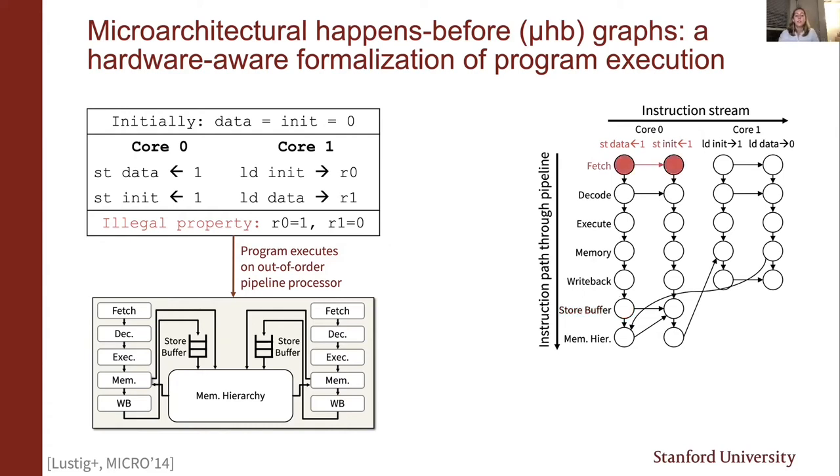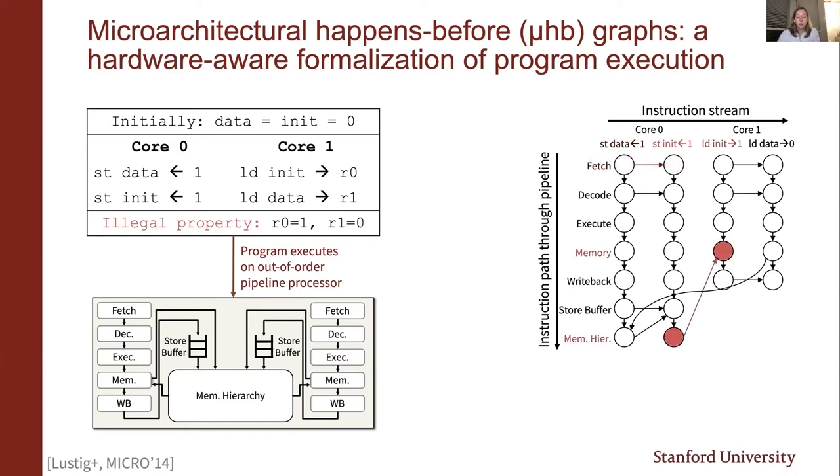Edges correspond to logical happens before relationships between events. This particular edge represents the idea that the store of one into data is fetched from instruction memory before the store of one into init is fetched from instruction memory. This edge represents the concept that this processor features an in-order fetch stage. Some edges, like this one, are instruction agnostic, meaning that this processor, for example, has an in-order fetch stage regardless of whether it's fetching loads or stores or branches.